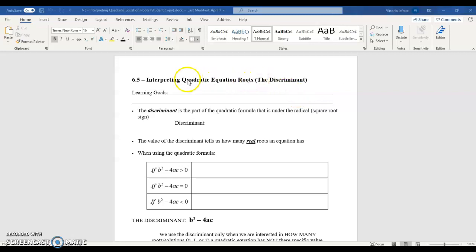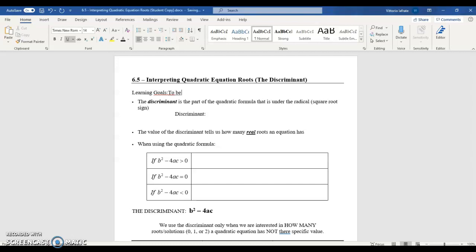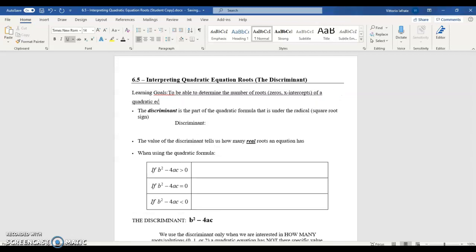This is lesson 6.5, interpreting quadratic equation roots, in other words, the discriminant. Our learning goals for this lesson are firstly to be able to determine the number of roots, and by roots we mean zeros, x-intercepts, solutions, for example. That's all we mean there. Of a quadratic equation by referring to the graph and equation.